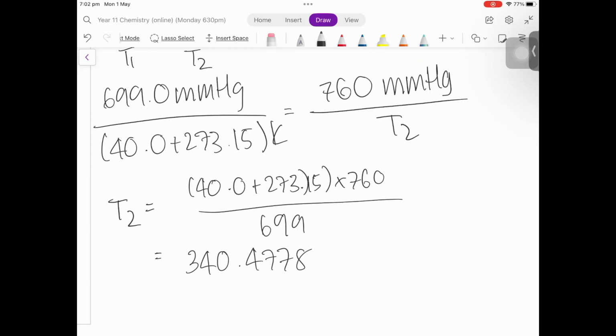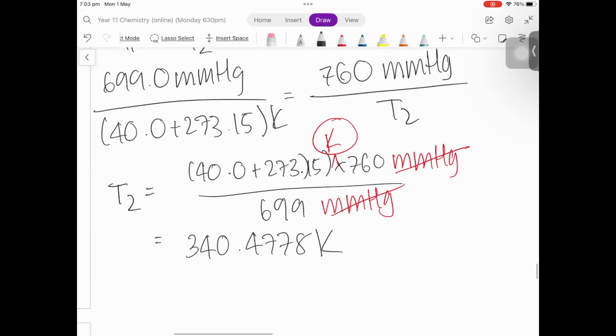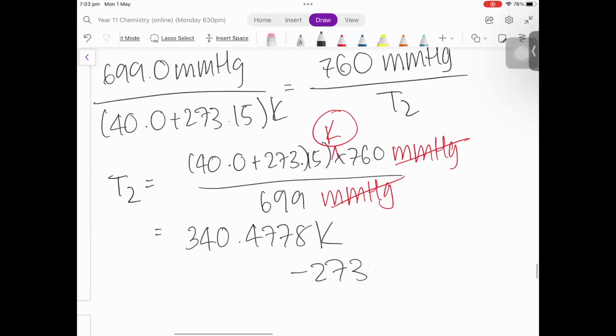My temperature, Kelvin, good. So I originally had this in Kelvin. My pressure was in millimeters of mercury, and this was millimeters of mercury. So when I cancel these out, I just get left with Kelvin. So let's say, for example, the question wanted you to convert it back to Celsius. How would I do that? You would just minus 273.15 from that to get it into Celsius. All right, beautiful.